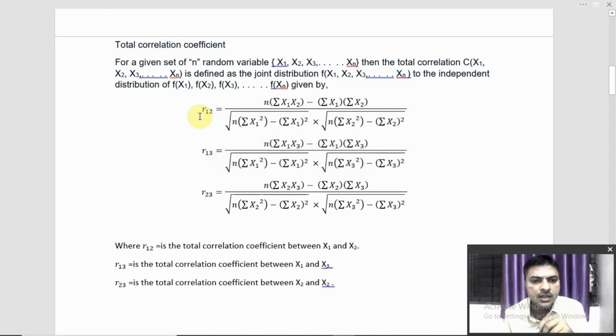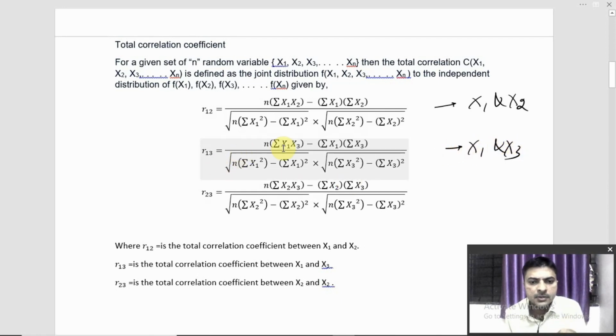Similarly, we have the next correlation. You can see in this R12, the total correlation coefficient is between x1 and x2. So this we take as correlation between x1 and x2. Similarly, we have R13, students. R13 is nothing but the total correlation coefficient between x1 and x3.